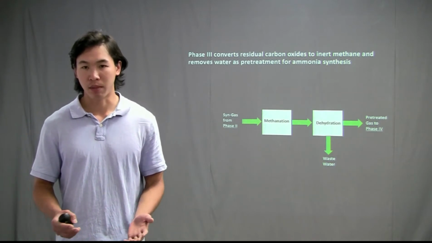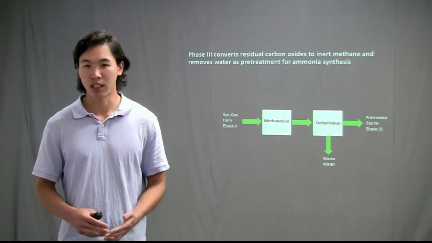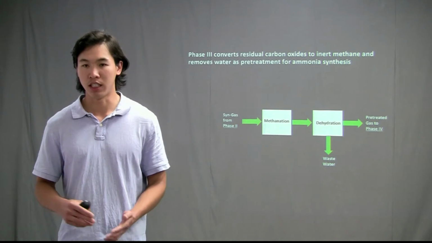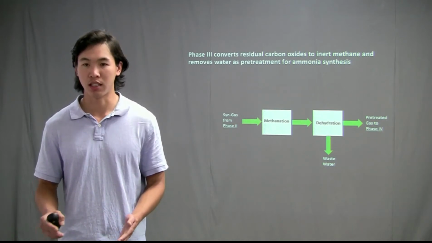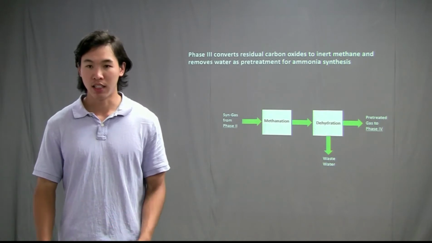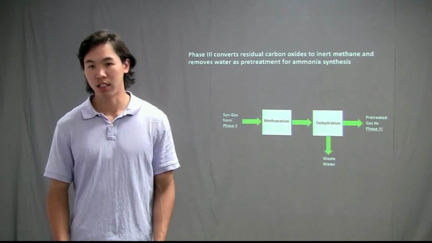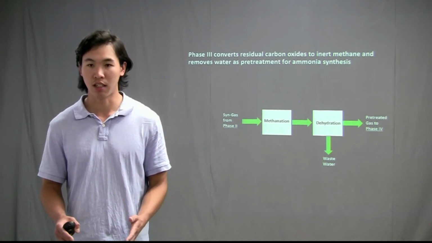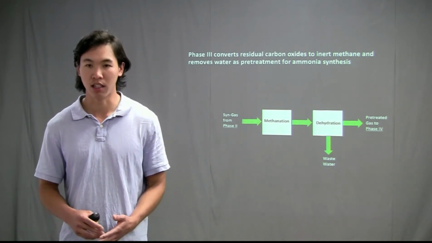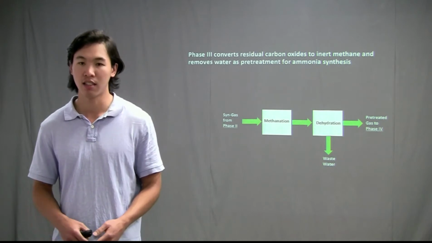During Phase 3 of methanation, in order to reduce the oxygen content downstream, an additional methanation process is used to convert remaining carbon oxides to inert methane. It is important to minimize oxygen content in the process stream to Phase 4 because of the potential combustion, safety hazards, and poisoning of the synthesis converter catalyst.